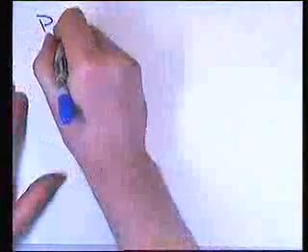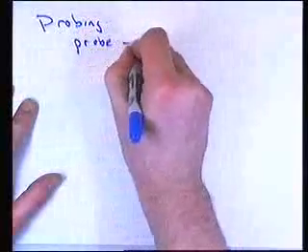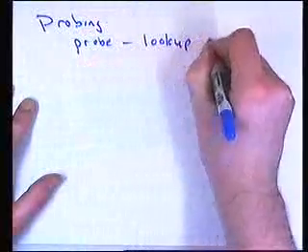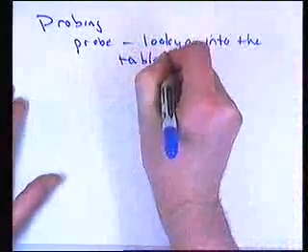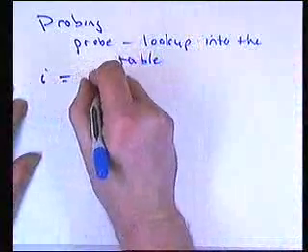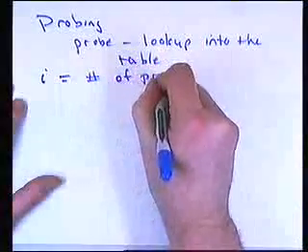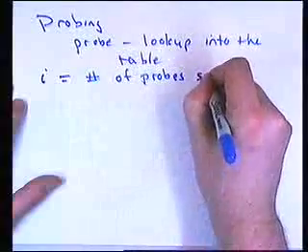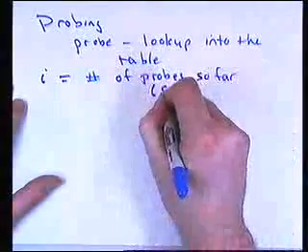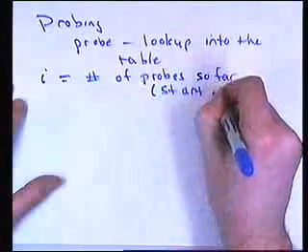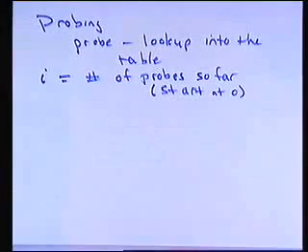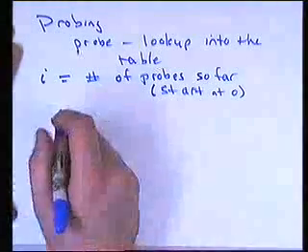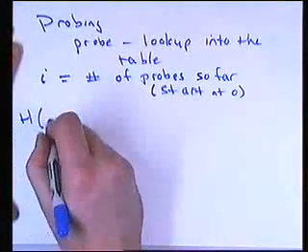So this is known as probing, where we say a probe is a lookup into the table. And so we'll use i to be equal to the number of probes so far, and i will start at 0, because initially we won't have done any probes so far. And now, this will be our overall function.